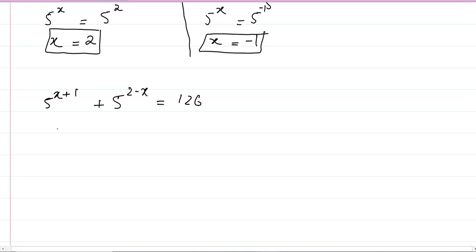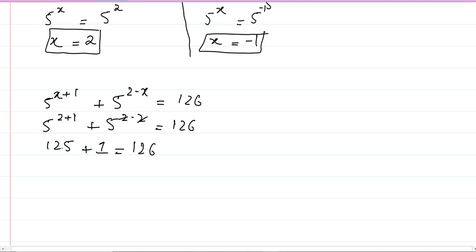Now for 2 we have 5 raised to the power 2 plus 1 plus 5 raised to the power 2 minus 2 is equal to 126. Here 2 plus 1 will be 3, and 5 raised to the power 3 will be 125, plus 2 minus 2, these two will cancel out, so 5 raised to the power 0, and any number raised to the power 0 is just 1. So we have 125 plus 1 is equal to 126. So it is satisfying the solution.